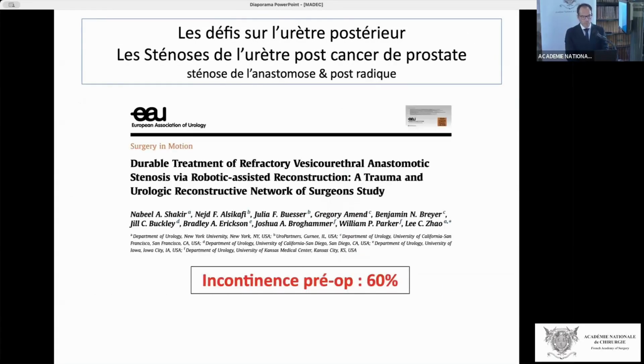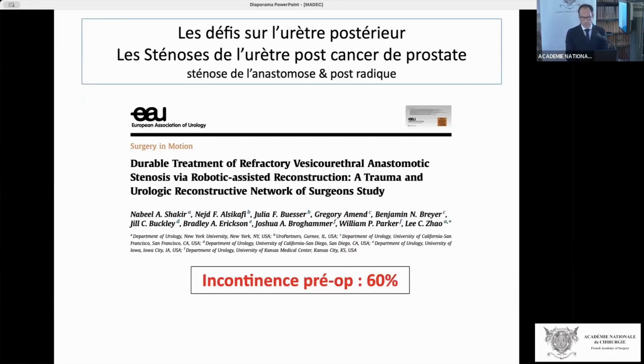And then the big challenge now is really posterior urethral strictures after prostate cancer treatment. So obviously post-radical prostatectomy with anastomotic strictures. And furthermore, to improve, so to speak, the patient's life experience, we also tend to use radiation on the anastomosis in case of a PSA increase or recurrence. And afterwards, that sometimes leaves us in difficult situations with a devastated urethra.